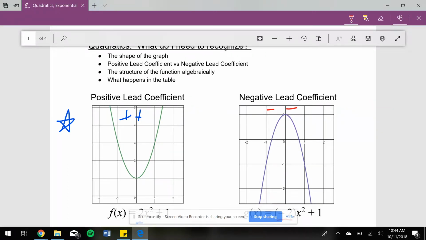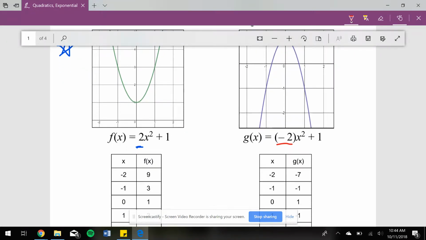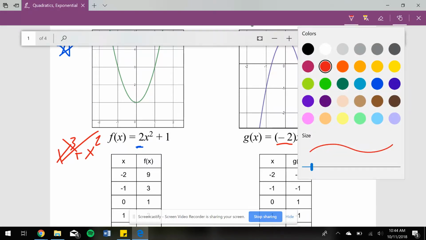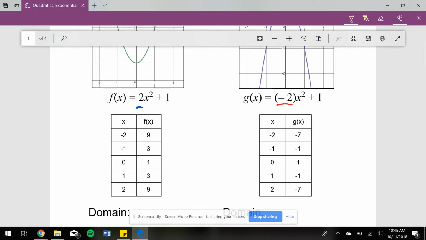All right, the structure of the function algebraically, the main thing you want to look for is, do I see x squared? All right, do I see an x squared? And you want to make sure that x squared, the highest possible exponent is a 2. So if I saw like x cubed plus x squared, that's no longer a quadratic. Okay, keep that in mind. We need it to be the highest exponent is the squared. Okay. And if I'm going too fast, please be sure to come back and revisit some of these points.